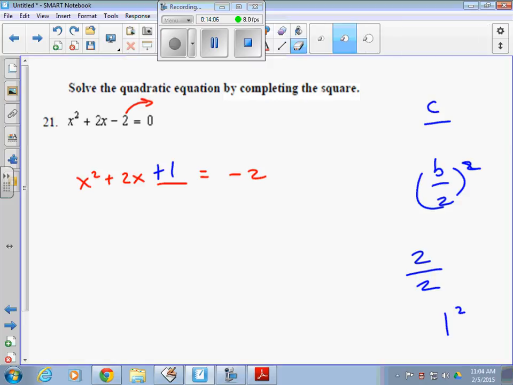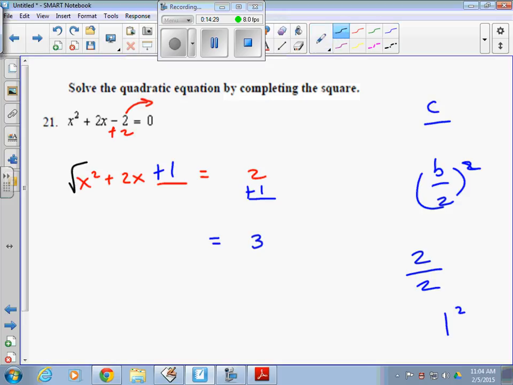I made a mistake a minute ago. When I brought my negative 2 over, you need to add 2 to it. It's actually going to become positive 2 on the right. But if you add 1 to the left side, the new C value, you need to add 1 to the right side to balance it out. So now you have 3 on the right. Here we have ourselves a perfect trinomial.